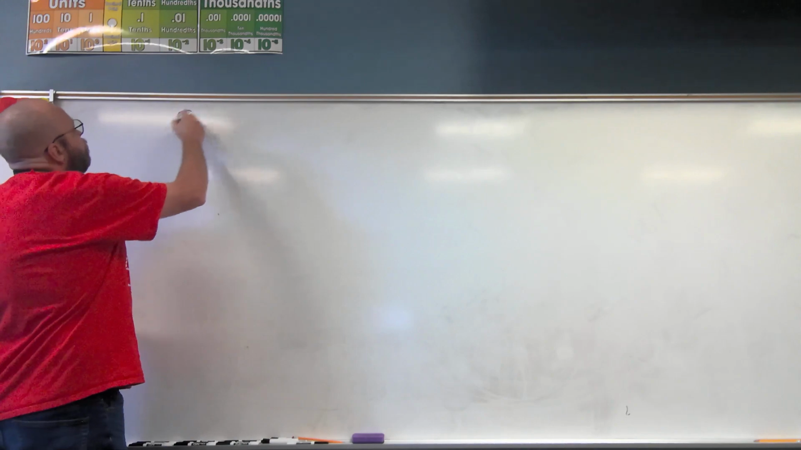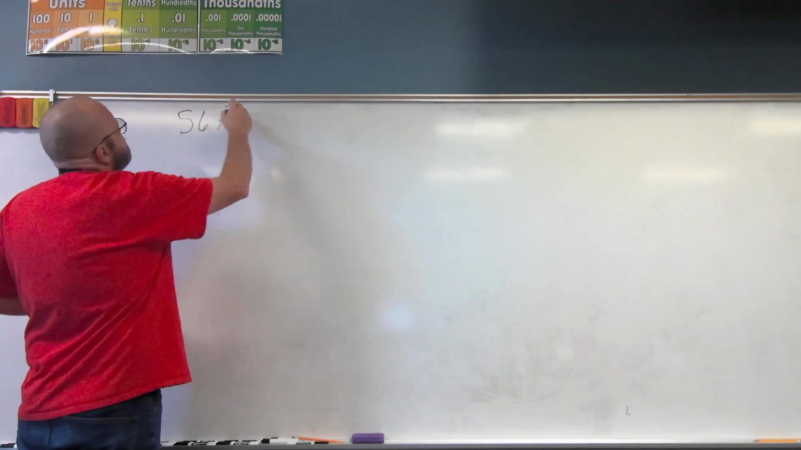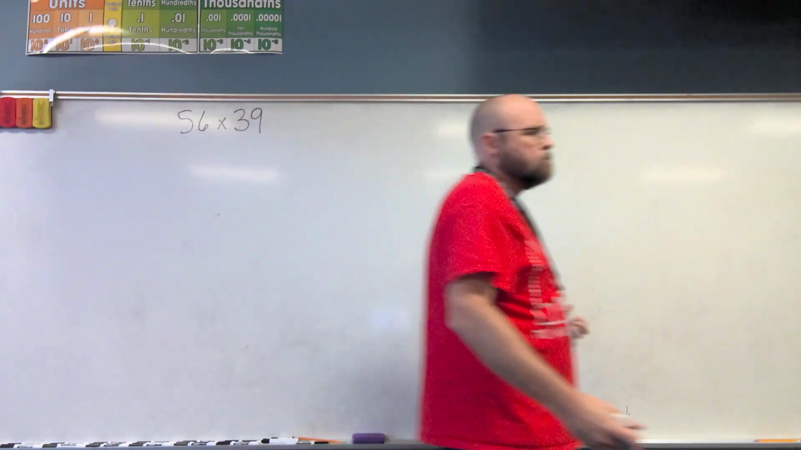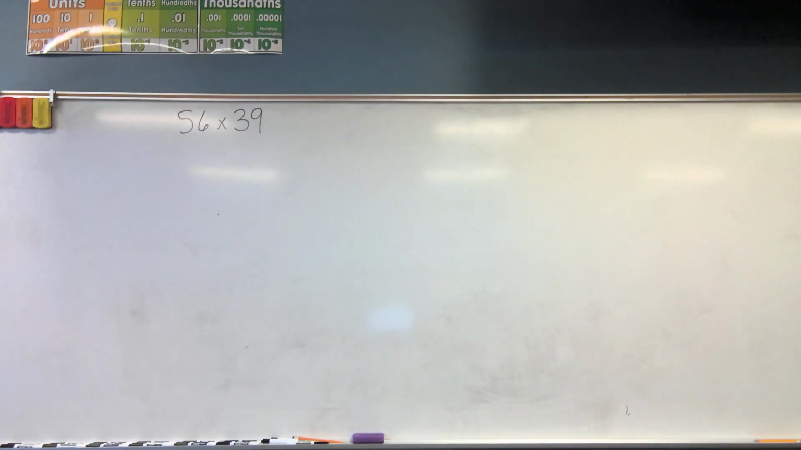Let's go 56 times 39. We're going to start with that. Our factors are 56 and 39. Factors are the numbers that are multiplied together to get our product.